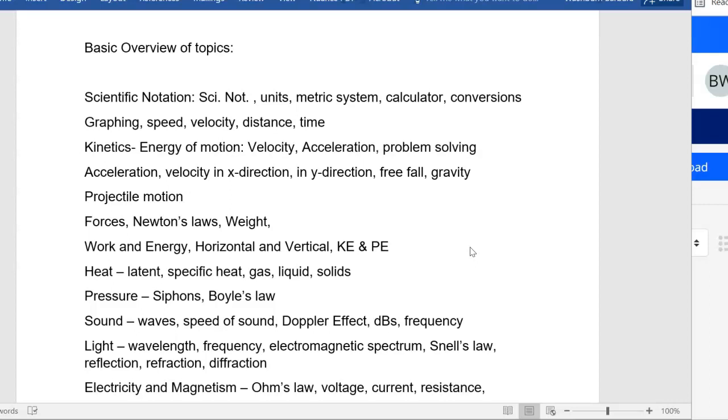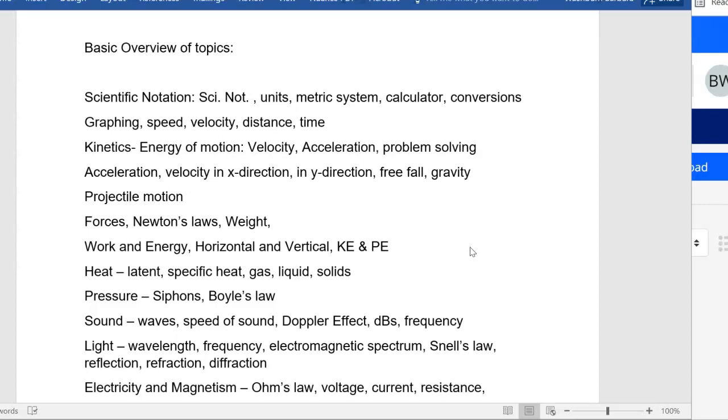and we'll learn about a specific force called weight. We're going to learn about the difference between work and energy, and that's basically mechanical energy, which has a component called kinetic energy, that's the energy of motion, and then potential energy, and that's something that has to do with gravity.